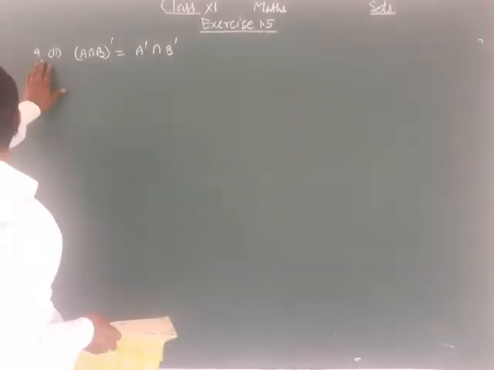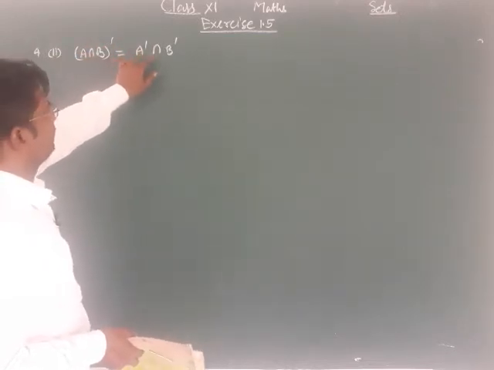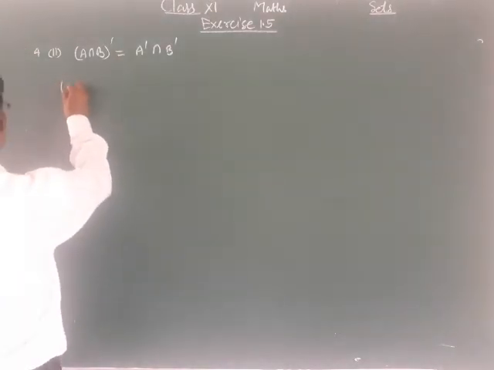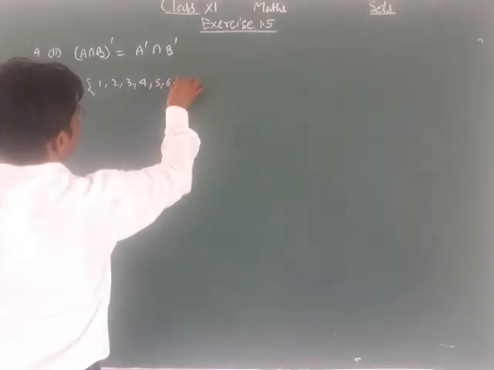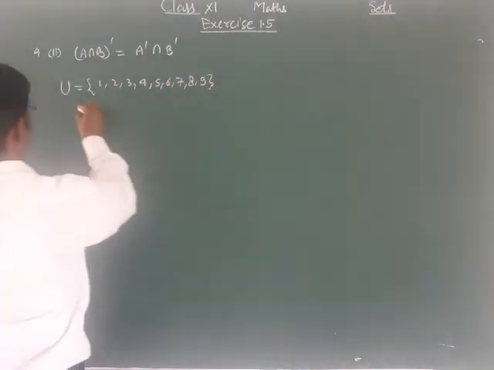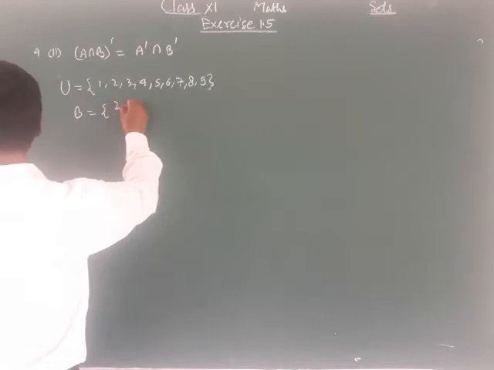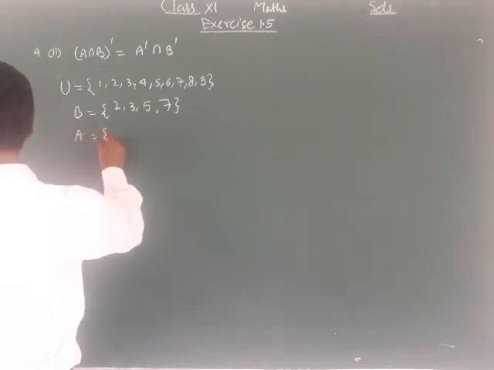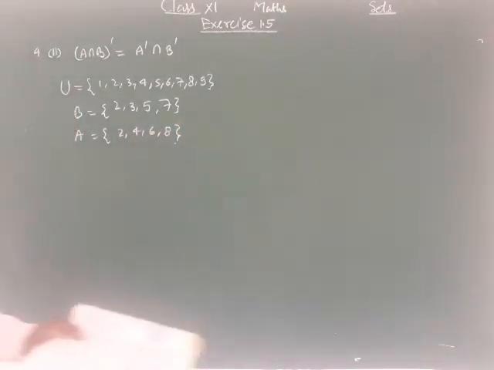Question number 4, second part: complement of A intersection B is equal to complement of A union complement of B. So now given U is equal to 1, 2, 3, 4, 5, 6, 7, 8, 9, and set B is 2, 3, 5, 7, and set A has elements 2, 4, 6, 8.